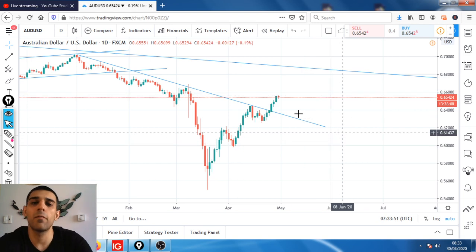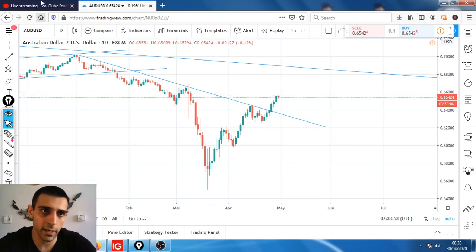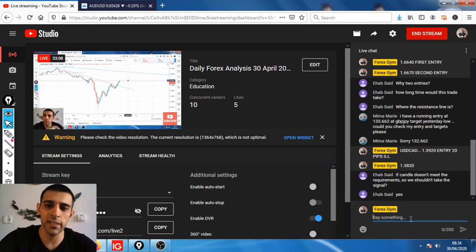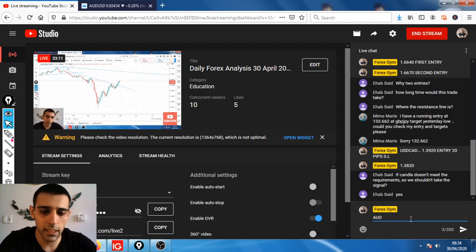What is it? 65.40 is my entry. So we should not take it. Yeah, if the candle doesn't meet the requirements, then do not. I will personally not take the trade, because it does have to meet the requirements. The candles are important. So if it doesn't meet the requirement, then the trade is invalid. Simple as that. So AUDUSD.